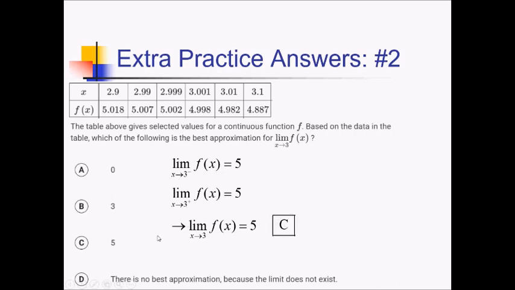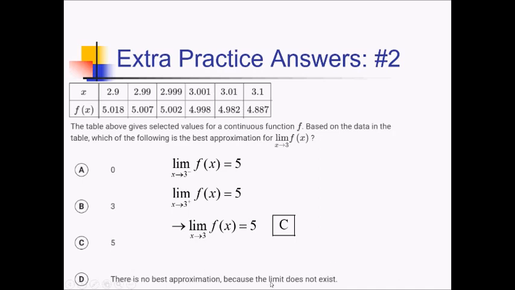But in case you were wondering about the other ones, so 0 and 3, you could argue about 5 just because you don't know everything about a table, but 0 and 3, there's definitely no way to pick those instead of 5. Really, the only plausible alternative is choice D. There's no best approximation because the limit does not exist.